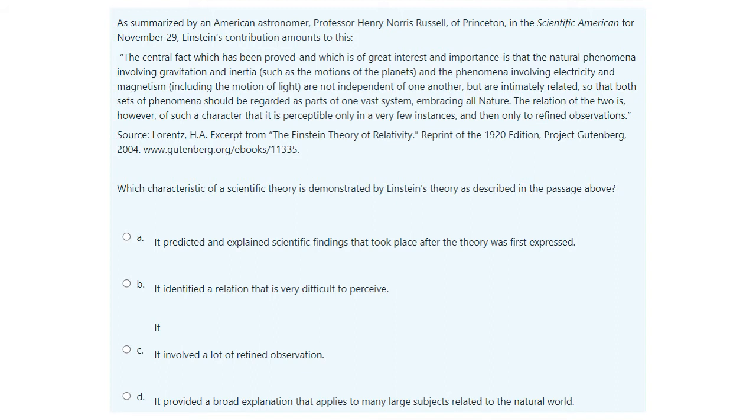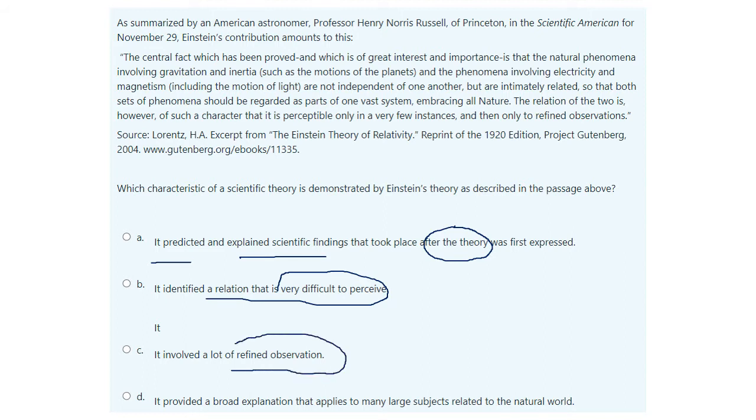Now, which characteristic of a scientific theory is demonstrated by Einstein's theory as described in the passage above? It predicted and explained scientific findings that took place after the theory was first expressed. It defined a relation that is very difficult to perceive, difficult to understand. It involved a lot of refined observation, or it provided a broad explanation that applies to many large subjects related to the natural world.